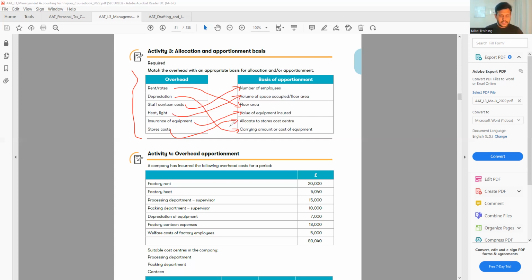All right, now let's do one question actually to see how we're going to apportion all of this.